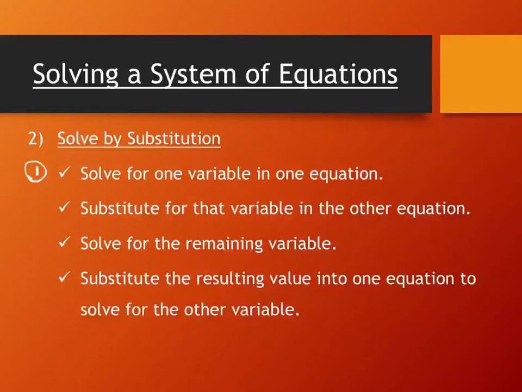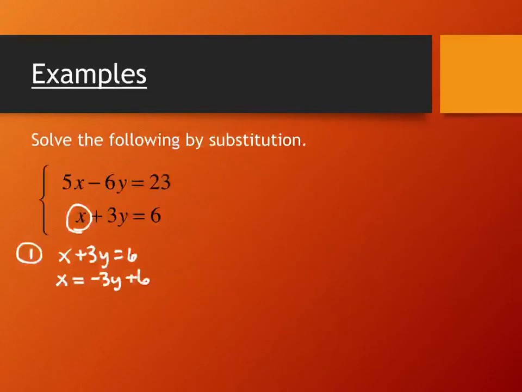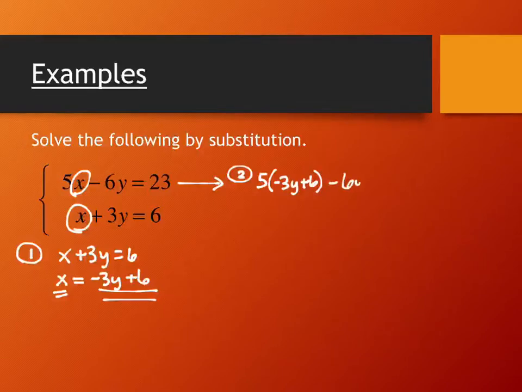The second one is to substitute that variable into the other equation. So I need to use the other equation. This is my step 2. And I need to replace the variable x right here with the quantity negative 3y plus 6. So right now, the 5 is multiplied by the x, but now my x value is negative 3y plus 6, so it will replace or get substituted in for x. Minus my 6y equals 23. Okay, so far so good?